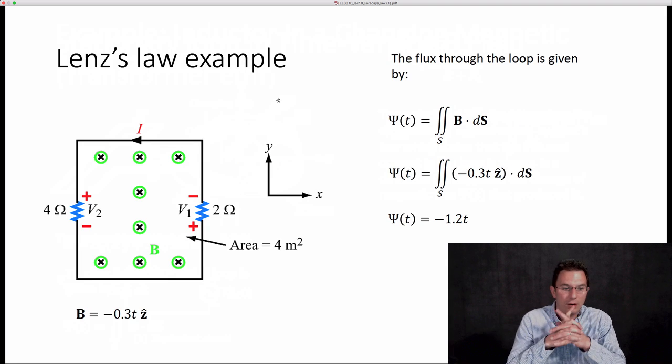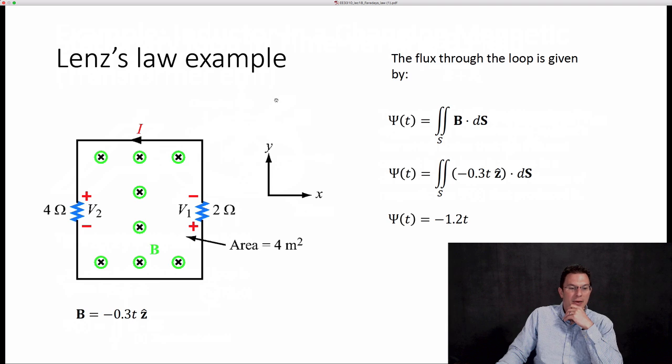Let's look at an example here for Lenz's law. Here we have a time-varying impressed B field again. B of t is minus 0.3 t in the z hat direction. So it is pointing in the negative z direction, pointing downward. That's what's being indicated here. The B field shown here in green is directed in the negative z direction, so x means into the screen in this case.